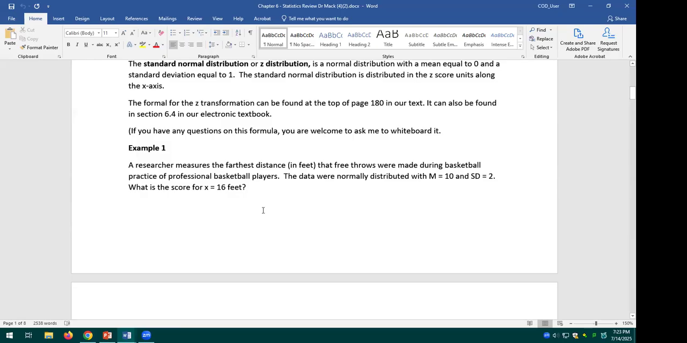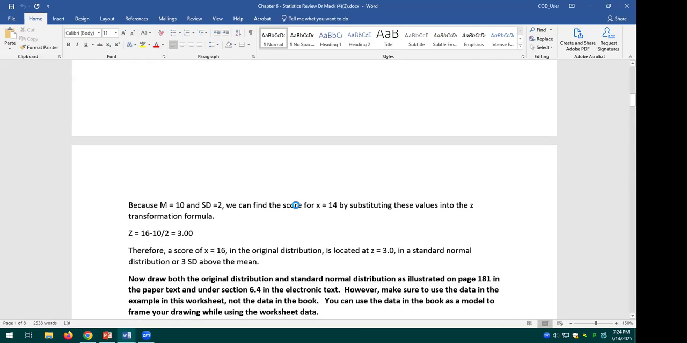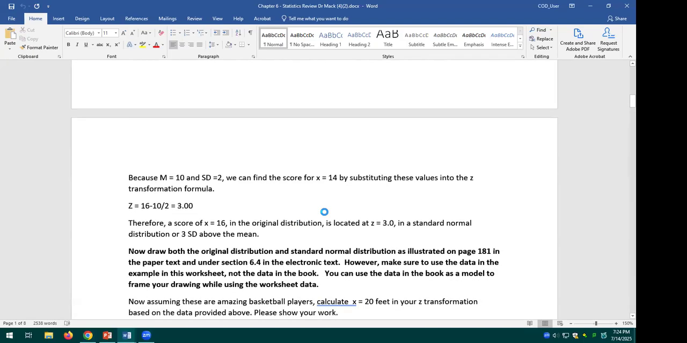So, a researcher measures the farthest distance in feet that free throws are made during basketball practice of professional basketball players. The data were normally distributed with M equal to 10, mean, standard deviation equal to 2. What is the Z score for x equals 16 feet? So we're going to plug it in. Because M is 10, standard deviation is 2, we can find the Z score for x equal to 16 by substituting these values into the Z transformation formula. 16 minus 10 divided by 2 is 3. Those numbers make sense where they came from.